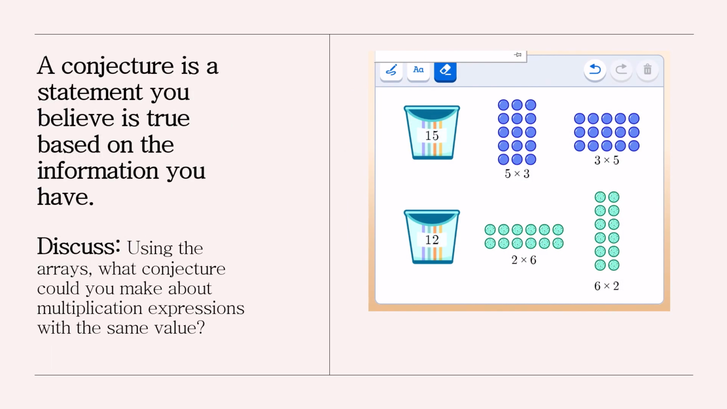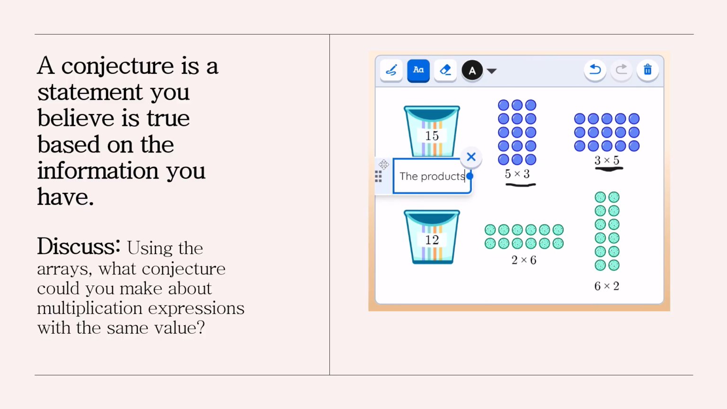Some of the pages would like them to explain their thinking, so they give them some tools to draw or a text box to write their words. So on this page, it's asking them to discuss their thoughts, and let's look at how they can respond. They can use a tool to write by underlining, drawing arrays, making marks on the page, or they can use a text box. And the question is, what conjecture could you make about multiplication expressions with the same value?